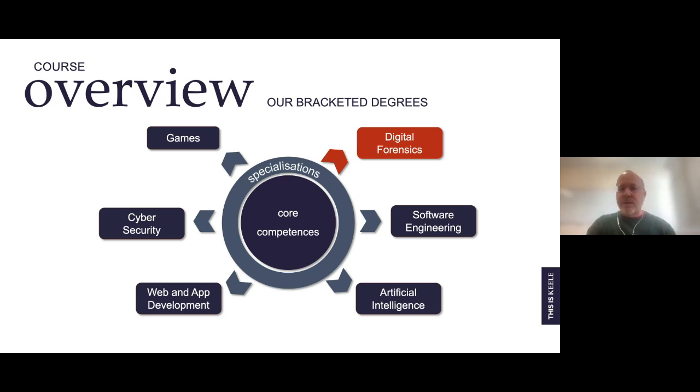Just to mention them, we created the first five, the blue ones that you can see in this slide: games, cybersecurity, software engineering, AI, and web and app development. Those are the areas in computer science that we think are more in demand right now, and that people maybe want to focus a little more on. They were a good success, basically. People like those brackets.